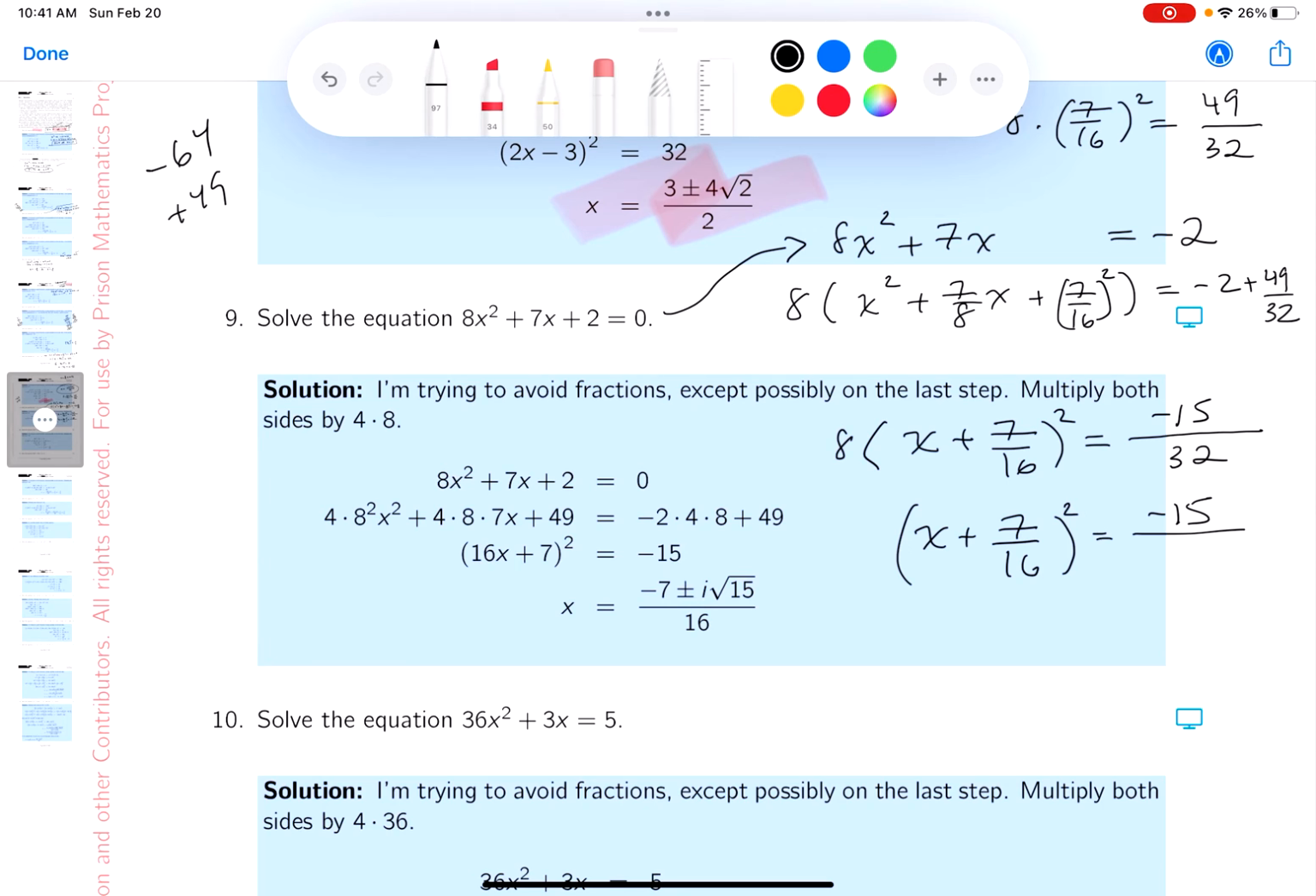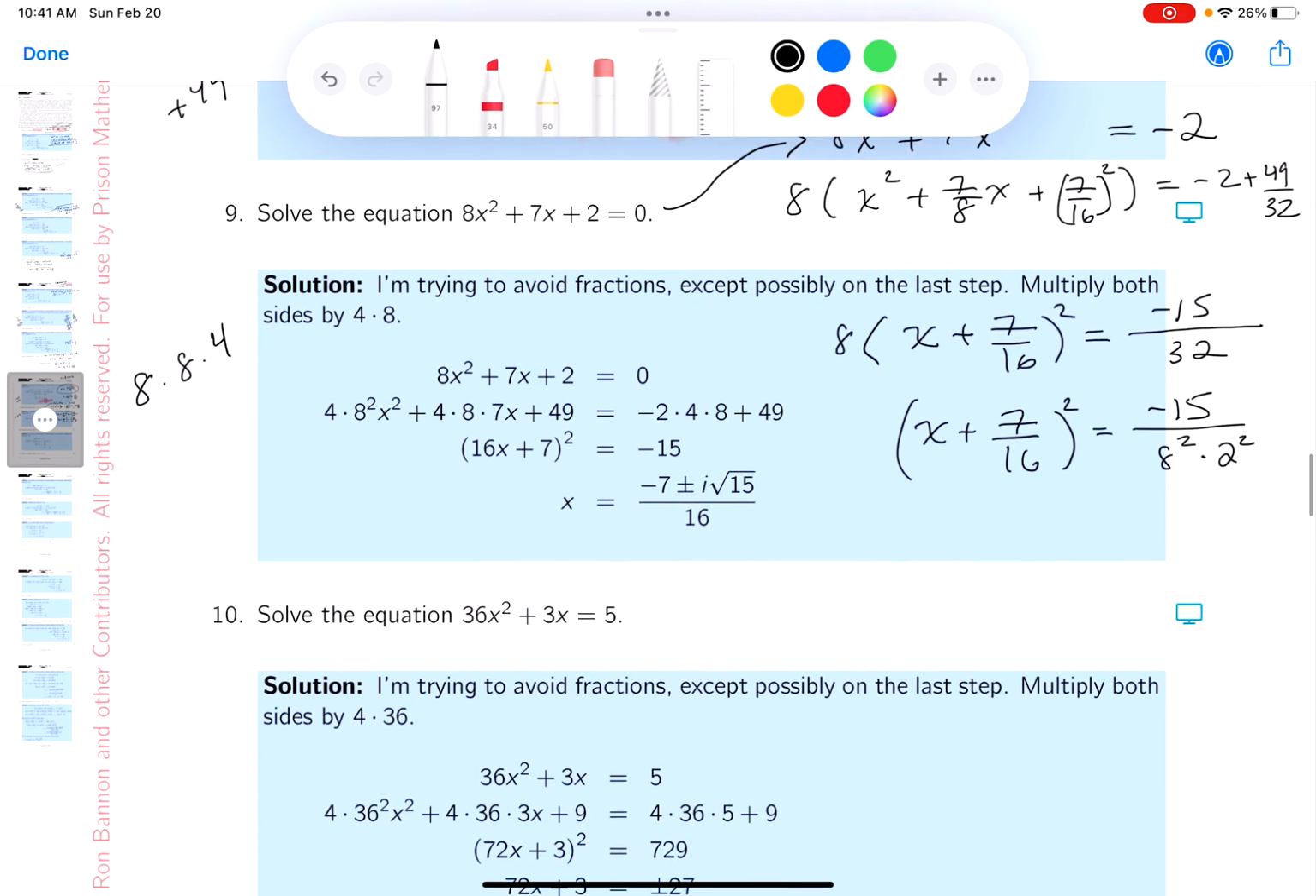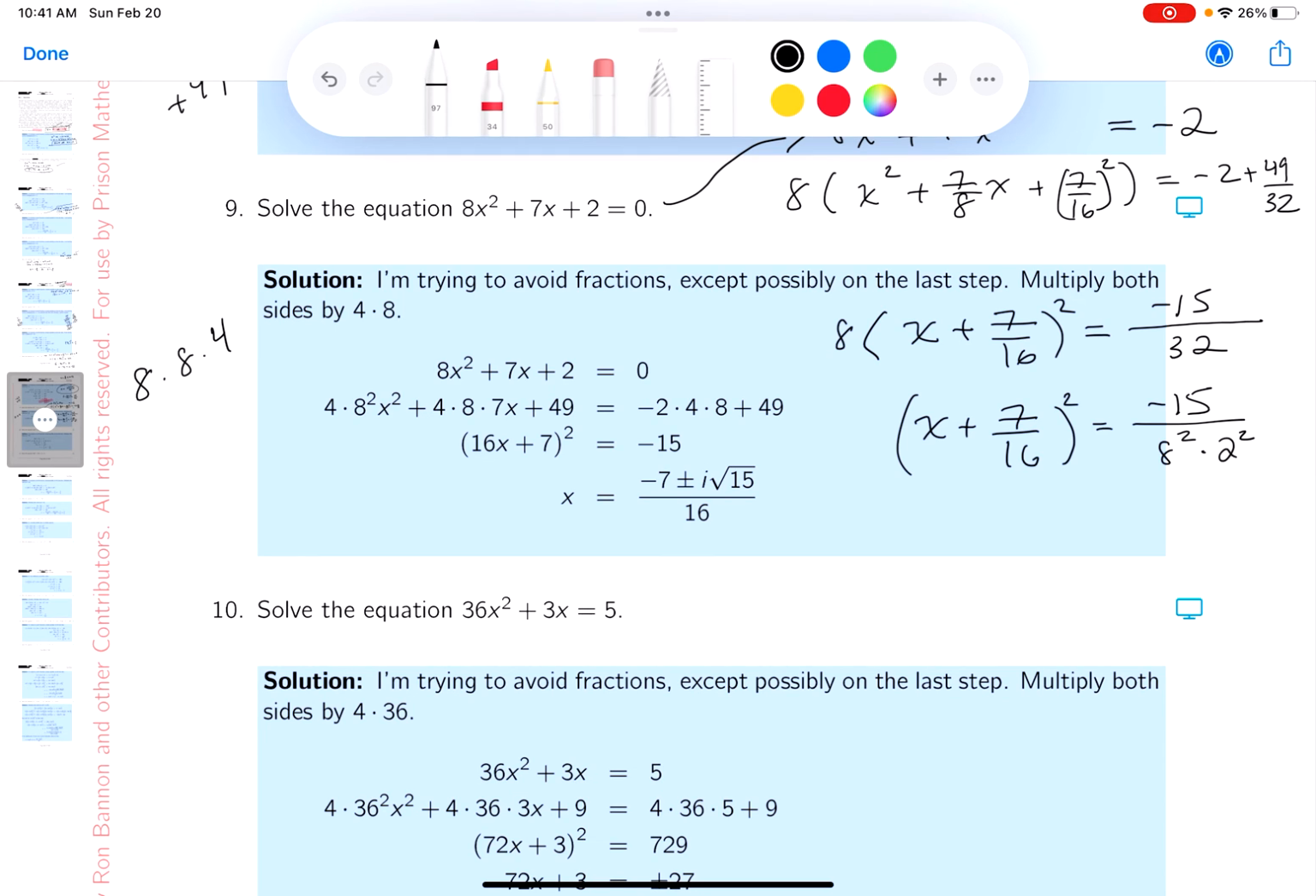Now I want to point out, 8 times 32, that's not that bad, actually. But before I do that, I want to point out 32 is really 8 times 4, right? So I hope you realize you're just getting 8 squared times 2 squared. All right? Now, you don't have to do that. I just like doing it because it makes it easier for me. So what do you get over here?